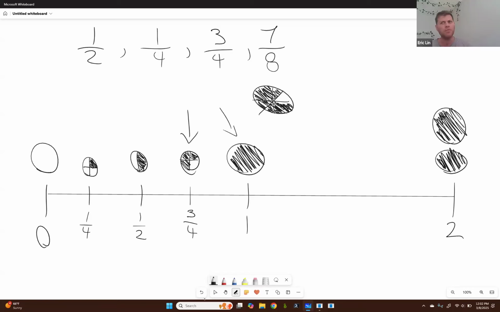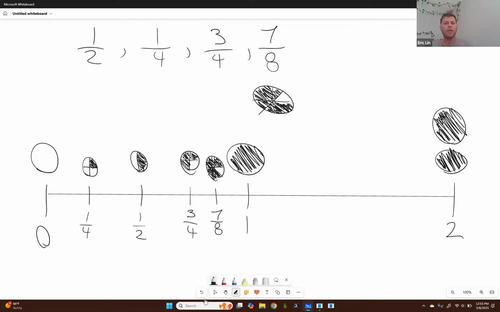Still not 100% full, right? I didn't shade the whole thing. I left a part blank, so it's not quite as big as 1, but it's more shaded than 3/4, meaning it is bigger than 3/4, and therefore to the right of 3/4. Yikes, I am really going to struggle to shade this in here. Okay, so there's 1, 2, 3, 4, 5, 6, 7. Okay, awesome. 7/8, got it.